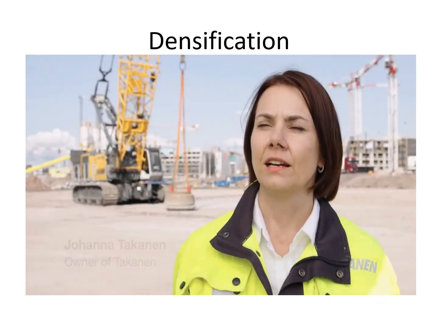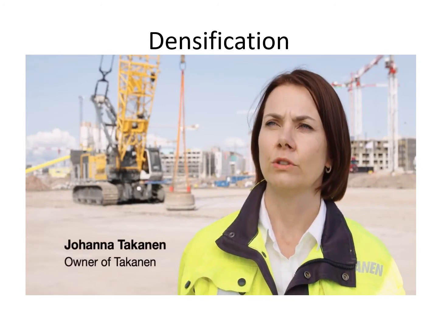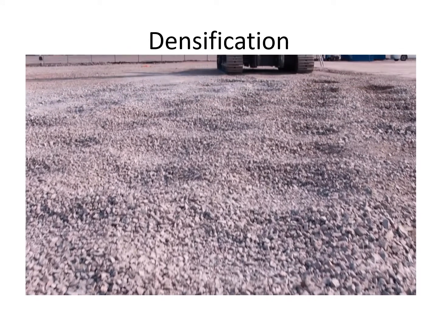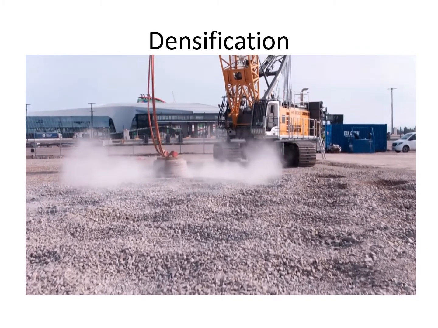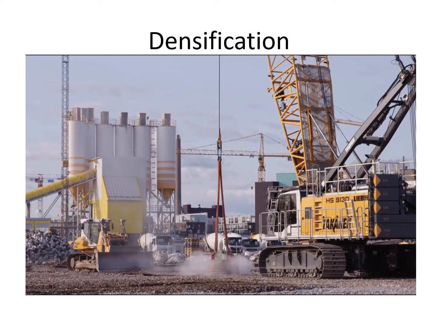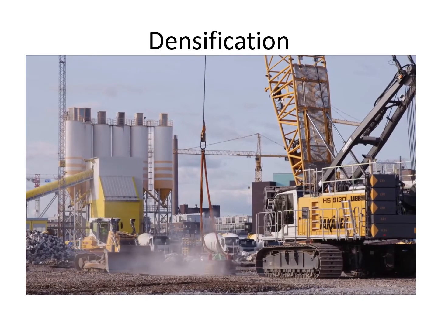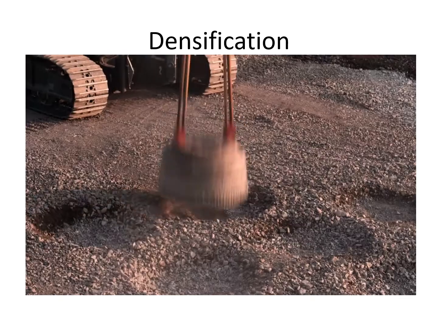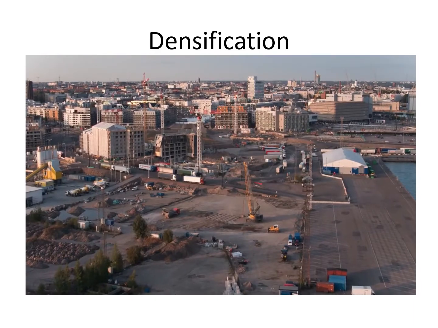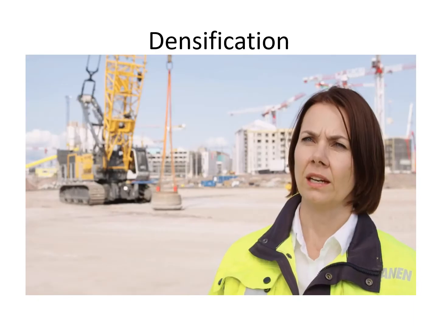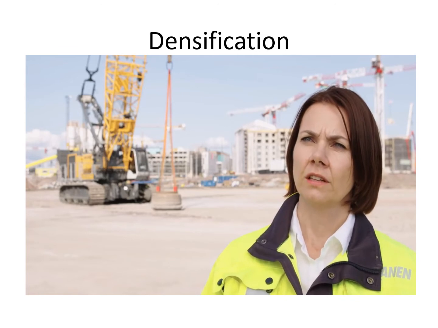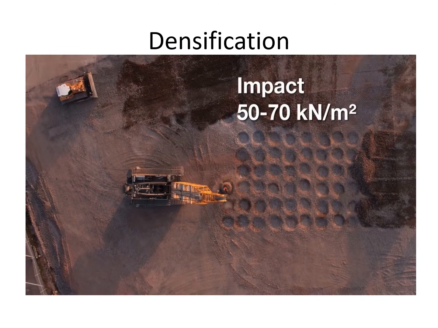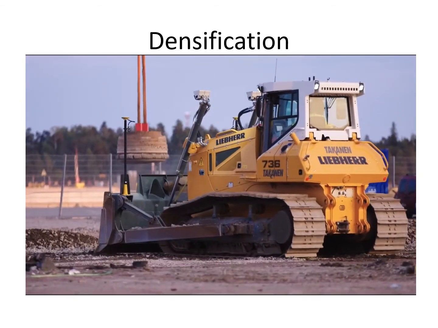This is densification. By dropping a very heavy weight from some distance from the top, they are densifying the soil or compacting the soil. They are removing the air from the soil. See how they are dropping the weight from the top. A heavy weight dropping from some height, so that the bottom soil will get denser, will get some more densification. This is also called compaction.